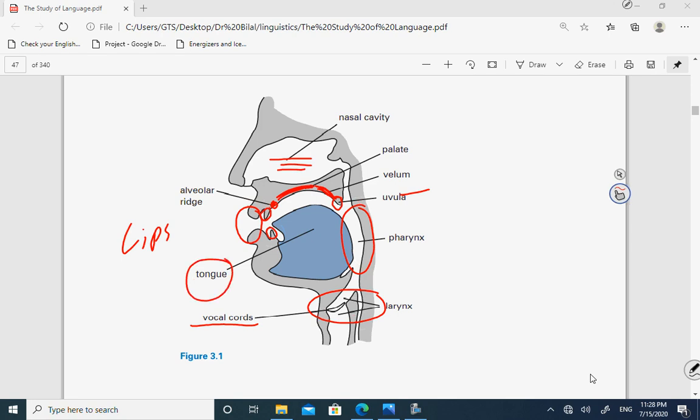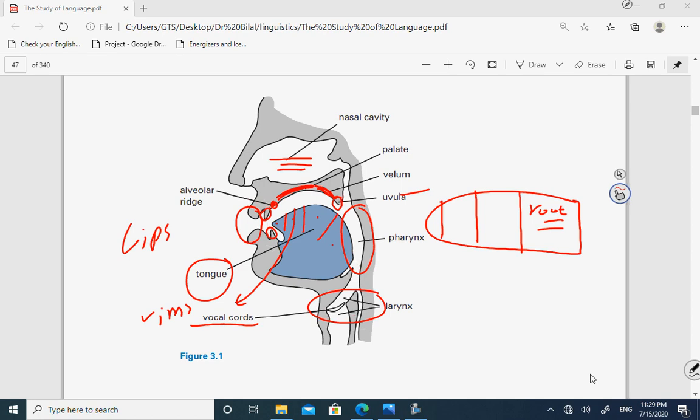The tongue is divided into four basic parts: front, central, back, and root. And the lateral sides, the sides of the tongue, are known as rims. So this is the tongue. This is the front part. This is the central part. This is the back part, and this is the root.